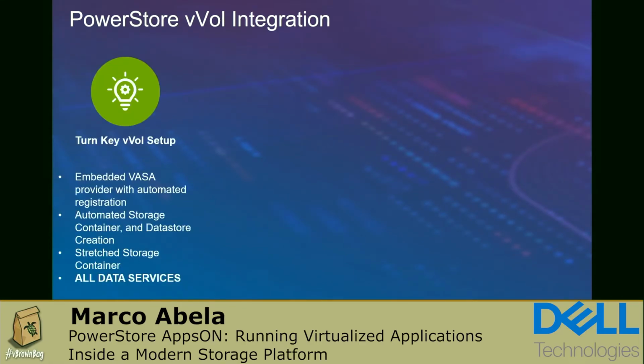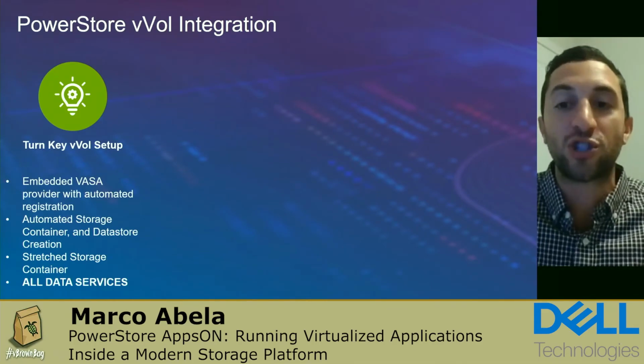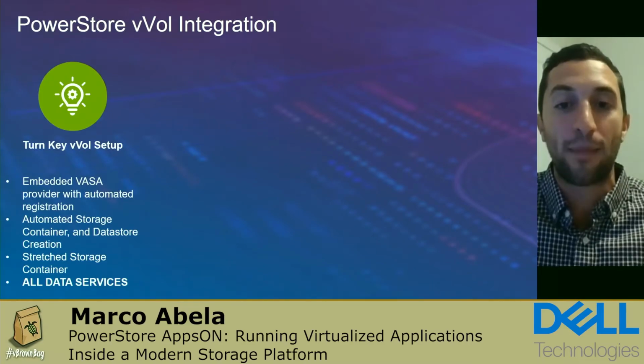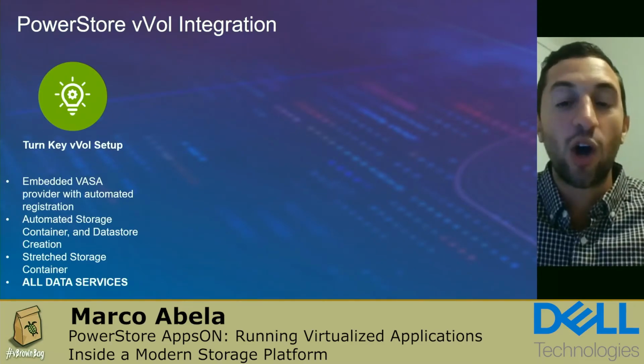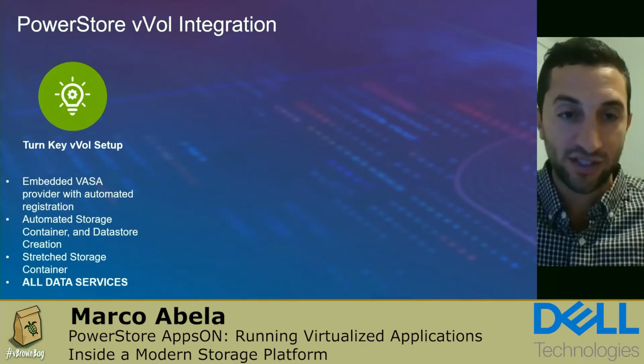There's nothing to configure. You simply register your vCenter server and PowerStore will take care of the rest, allowing you to use vVols instantly. VASA provider registration, protocol endpoint creation, storage container creation, and even the vVol datastore is created automatically. In addition, all data services, such as data reduction services, are fully on and always running on vVols.